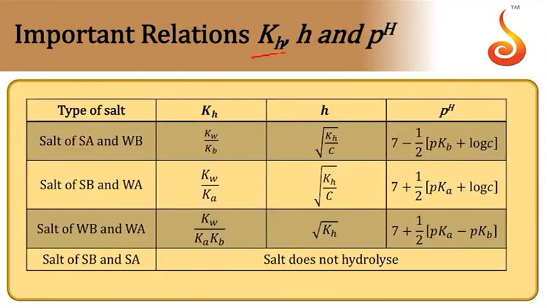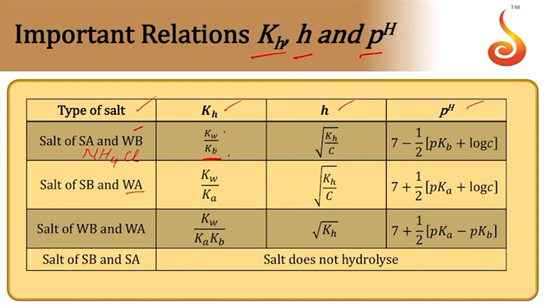Now let us take the relationship between the hydrolysis constant, degree of hydrolysis and pH with respect to aqueous salt solutions. So we have the type of salt, then the Kh formula, then the degree of hydrolysis, then the pH formula. When you take a salt of a strong acid and a weak base, something like ammonium chloride, remember the Kh formula: in the denominator we are going to get the Kb of that base. So Kw by Kb. And if you take a weak acid, Ka comes.